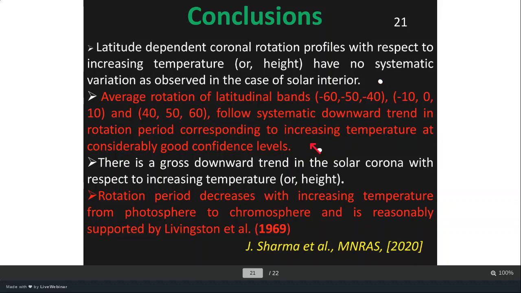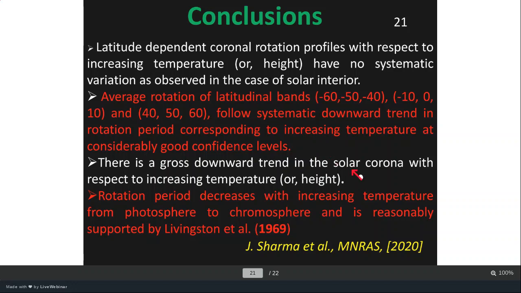The average rotation period of latitude bands -60, -50, -40, this is the southern hemispheric band, -10, 0 and +10, this is the equatorial band, and 40, 50, 60, this is the northern hemispheric band. So these three bands also follow the systematic decreasing trend in sidereal rotation period with respect to increasing temperature of the solar corona, and these results are statistically sound.